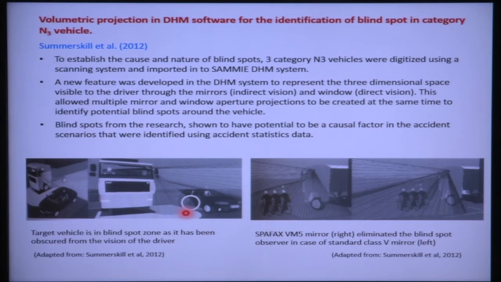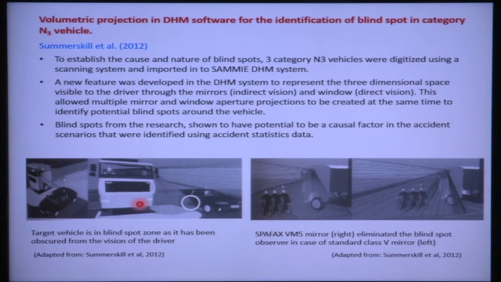So, while the driver is on the driving seat and looking at the various mirrors placed, in this particular case there are a total of 5 mirrors. Through those 5 mirrors, which area is actually visible and which area is not visible? The area which is not visible is called the blind spot. So, in this case, in the N3 vehicle, the vision analysis was done by creating that volumetric projection.